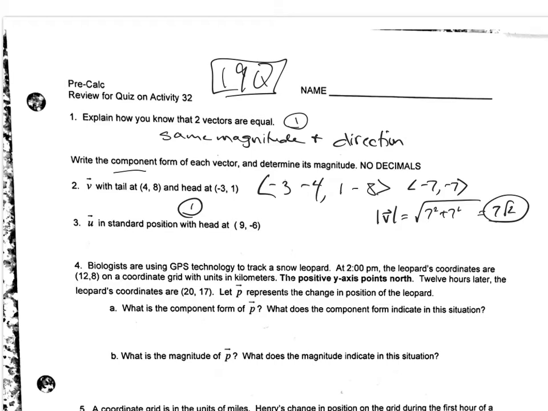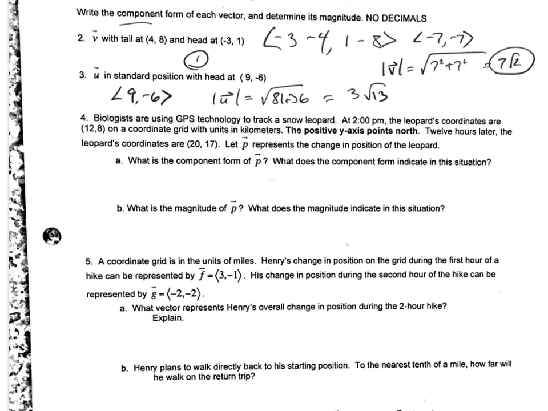For number 3, in standard position, that means the tail is at 0, 0. So the component form of this vector is 9, -6. And then, of course, the magnitude of vector u would be 9 squared plus 6 squared. And then add that up and reduce that. This is 3 radical 13. I'm just skipping the arithmetic to save time. You don't need to watch me add and break that down.